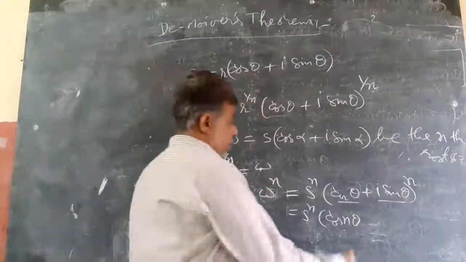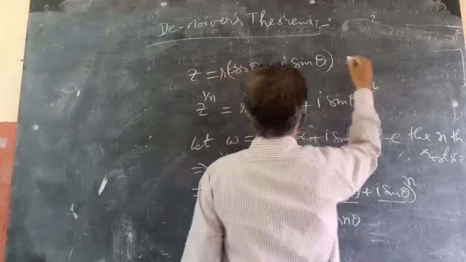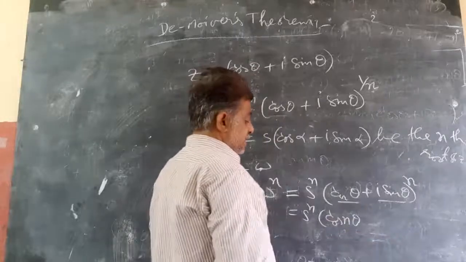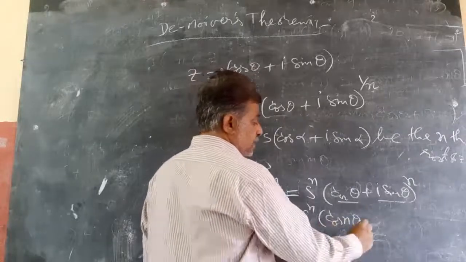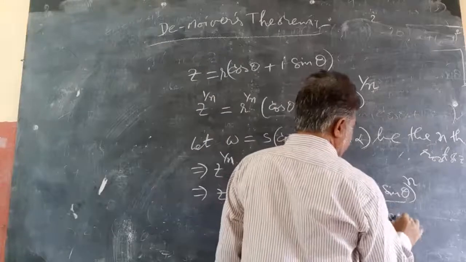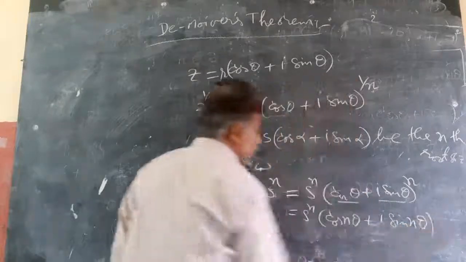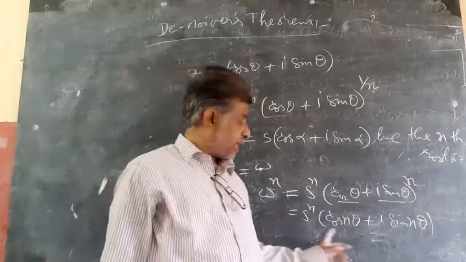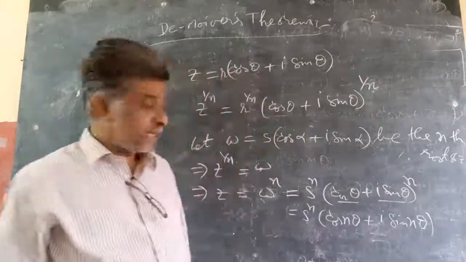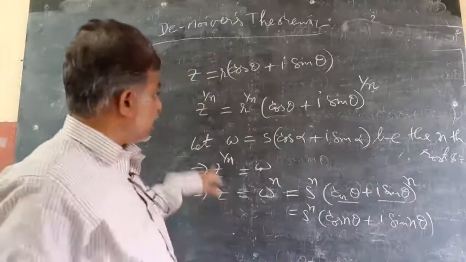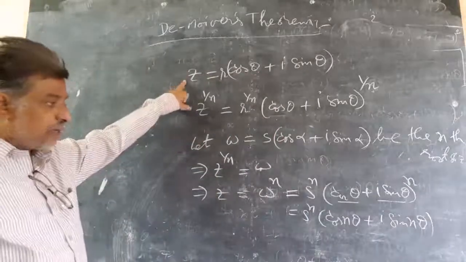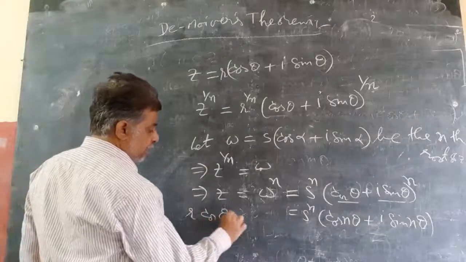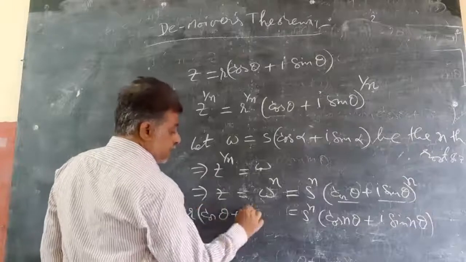Now you write down here, where n belongs to integers, because the nth root means 1 by n, n is an integer. So s power n into cos n alpha plus i sin n alpha. So omega power n equals s power n into cos n alpha plus i sin n alpha. But what is z? z is r into cos theta plus i sin theta.